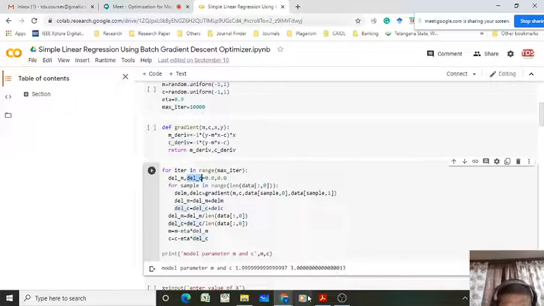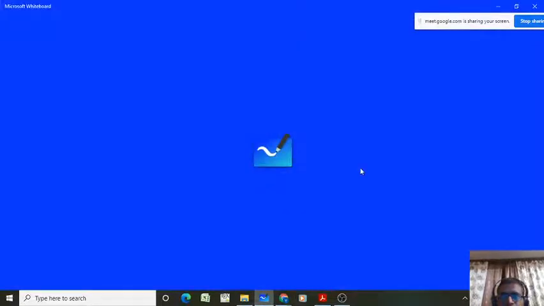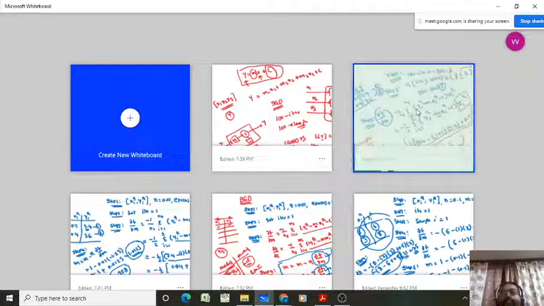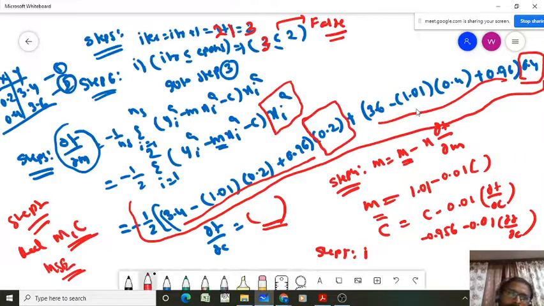Try to remember in the explanation I am asking dou f by dou m equal to minus 1 by ns, sigma i equal to 1 to ns, y minus mx. So observe here how I write the dou f by dou m and dou f by dou c, the gradient of the loss function with respect to m and with respect to c. It is a summation of (y minus mx minus c) into x over all samples from 1 to ns, and finally divided by ns, right? So for that I am writing the code.